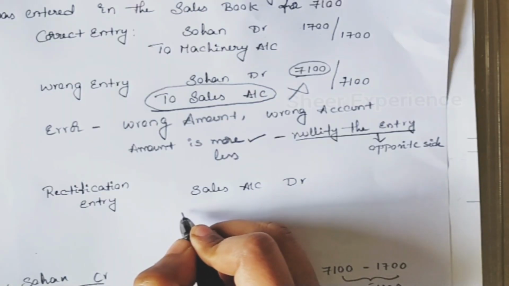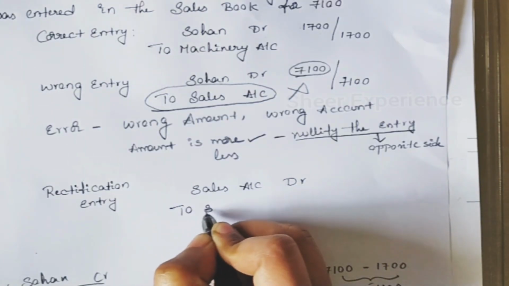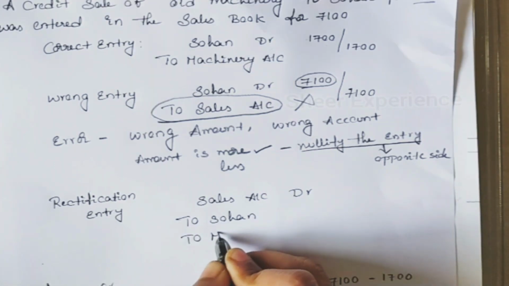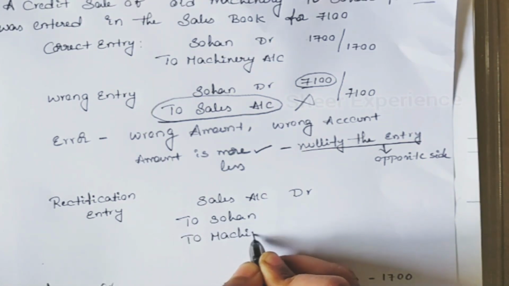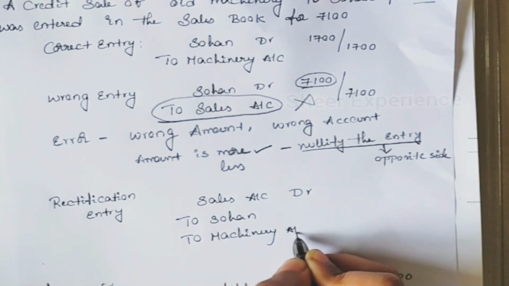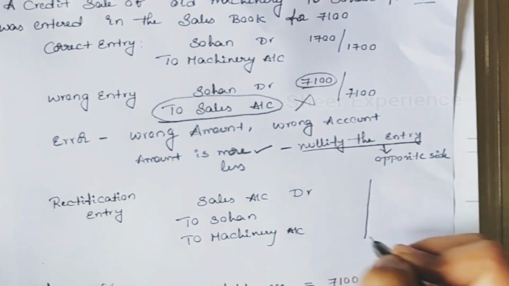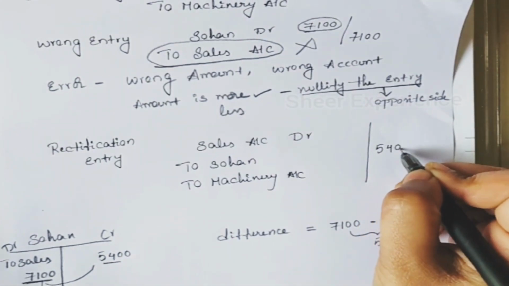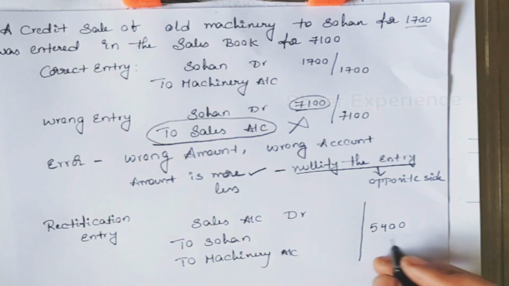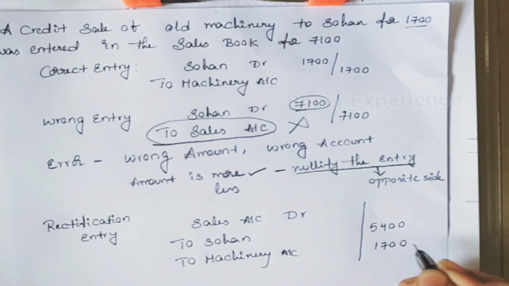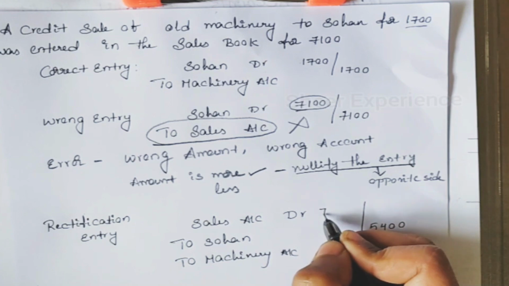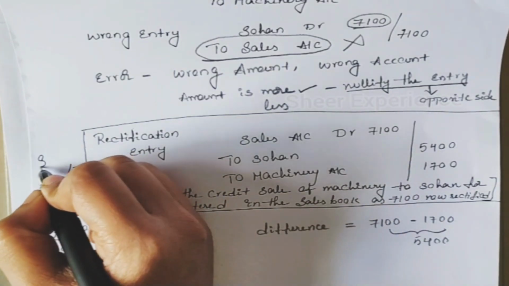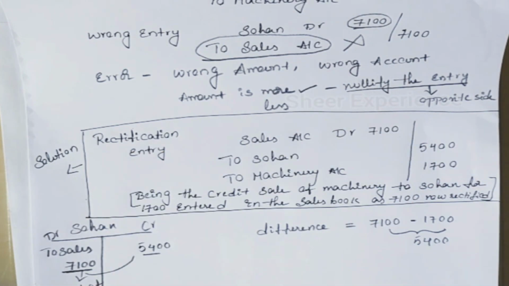In the rectification entry, we write to Sohan. We have one more account, that is machinery account. As per the correct entry, it should be credited. So we write to machinery in the rectification entry. Now we will update the amounts. We credit 5400 to Sohan, 1700 to machinery, and we debit 7100 to sales account. This is the rectification entry, and this rectification entry is the solution.